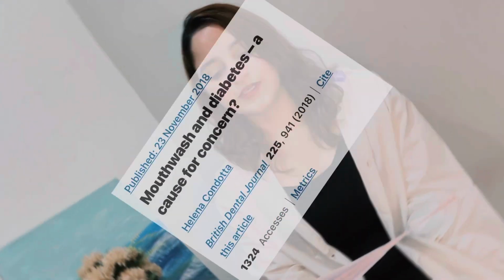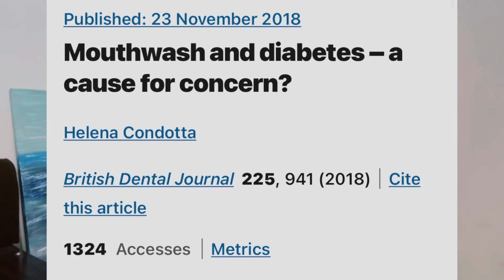Alright, so I was going through some of the research that has been done in the past and I came across a very interesting article which was written by Helena Condotta in 2018. The topic of the research was mouthwash and diabetes, a cause for concern.